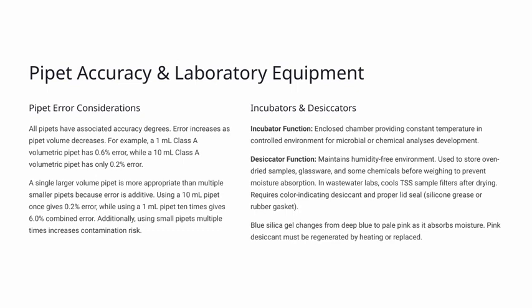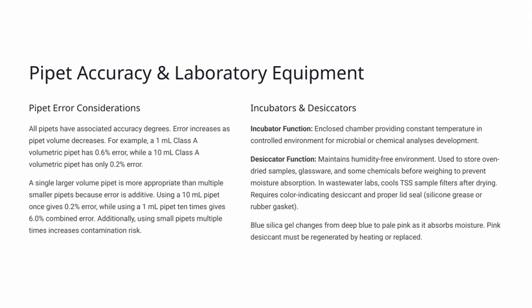Now, let's talk about pipette accuracy and some important considerations when working with laboratory equipment. All pipettes come with a specified accuracy, but it's important to remember that the error tends to increase as the pipette volume decreases. For example, a 1 ml Class A volumetric pipette has about a 0.6% error, whereas a 10 ml pipette of the same class has only a 0.2% error. This highlights that using larger volume pipettes generally provides more accurate results.